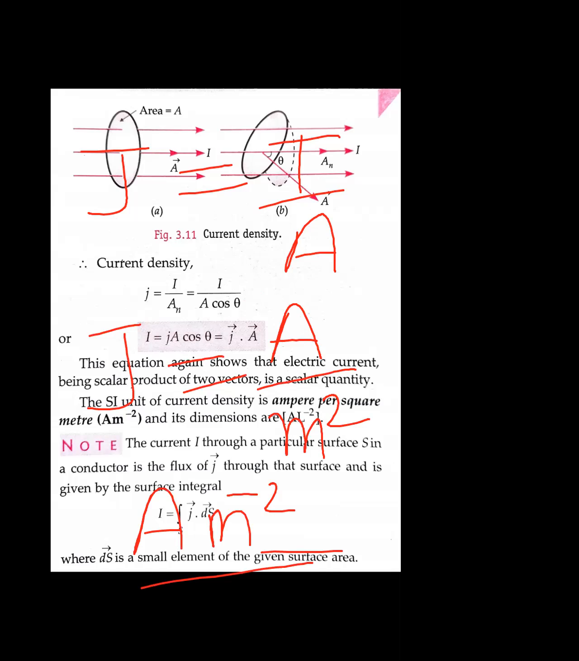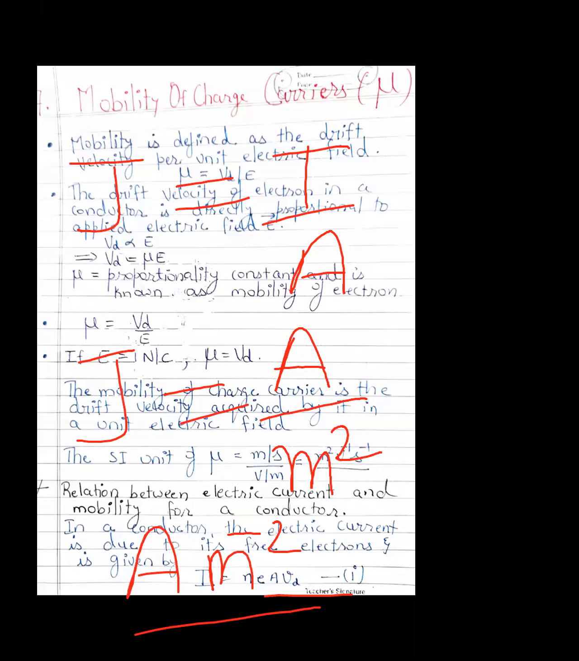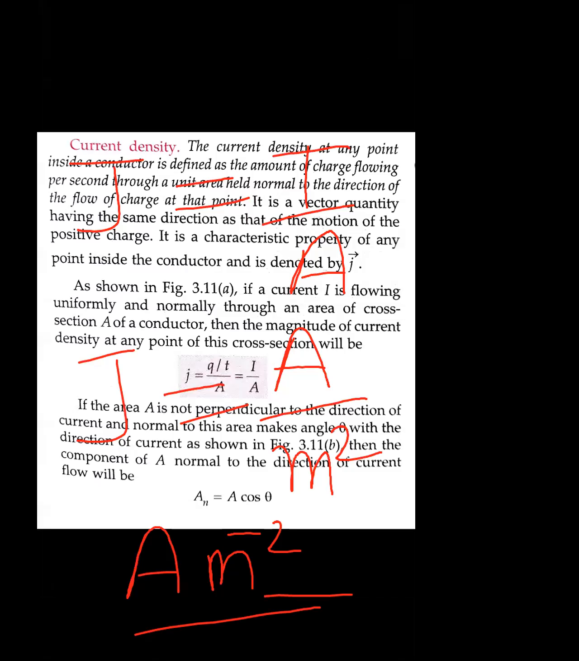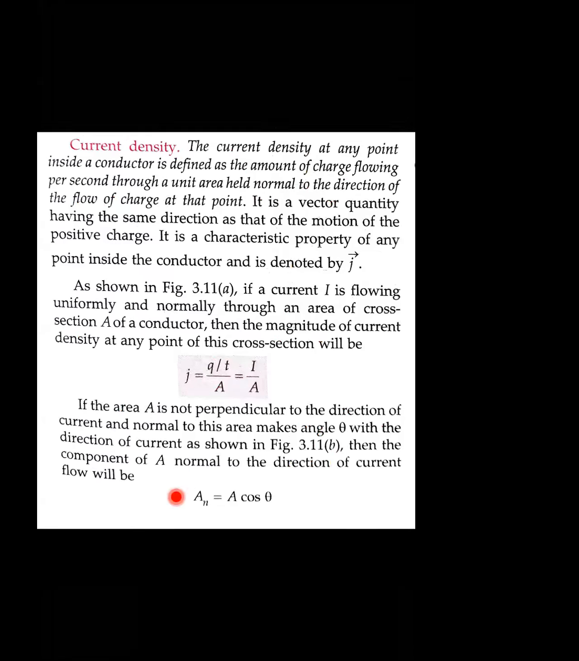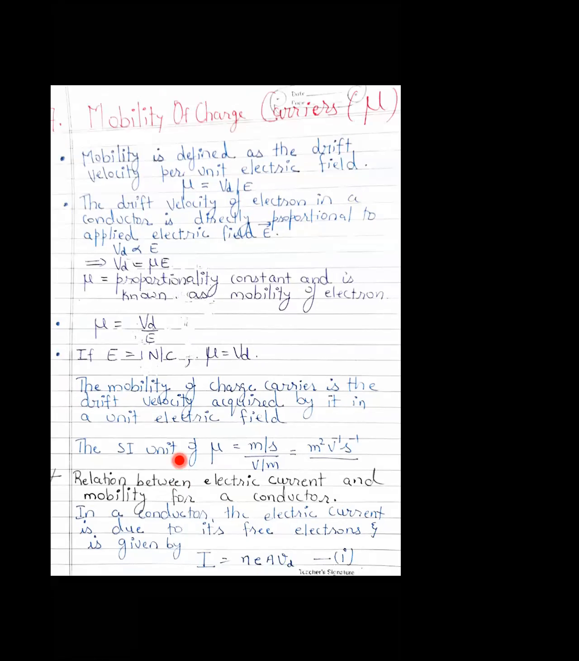Let's move to the next topic. I hope this is clear. Next is the mobility of charge carriers. Right, children? Mobility is associated with motion, with movement. In electrical charges, we are aware that in a conductor it is the electrons that are moving. So with what ease are they moving?